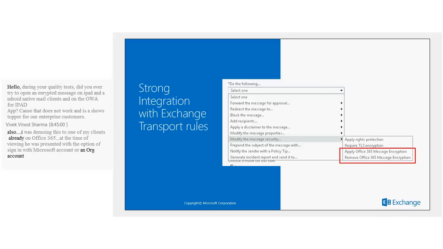You can also see on the screen, it's sitting at the same place where we are also providing other security measures, such as applying the rights protection. So it's sitting in the same bucket within the Exchange transport rule of modifying the message security.